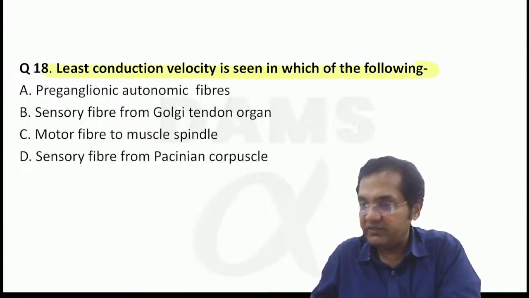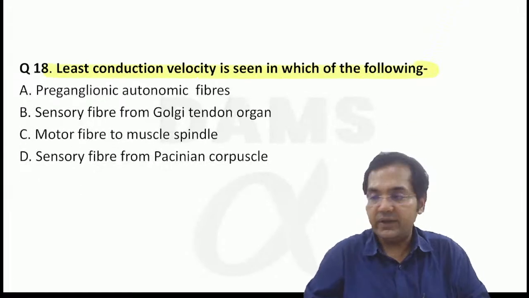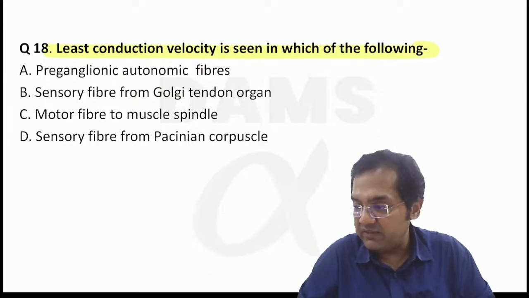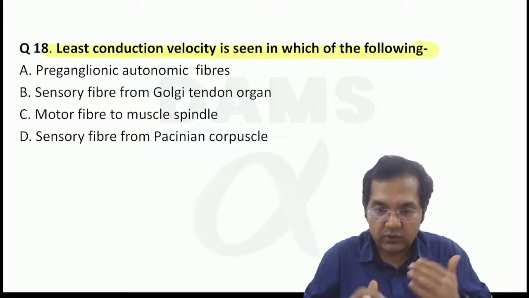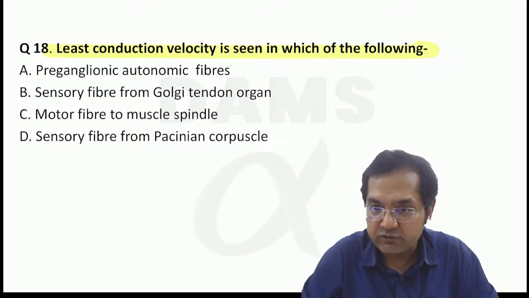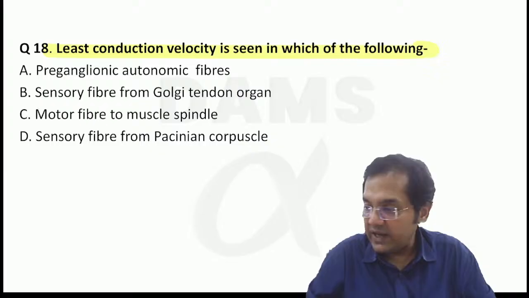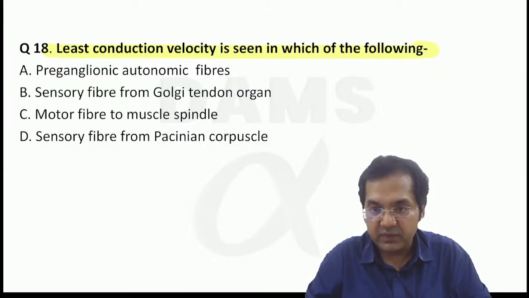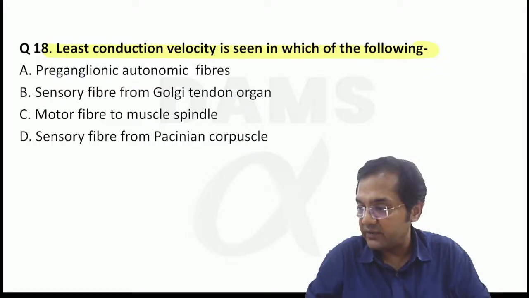Least conduction velocity is seen in which of the following? These are actually one-liners, but they are very tricky ones. This will ascertain your entire knowledge of Lloyd and Hunt and Erlanger and Gasser classification. So the examiner is very smart. In one line, he is testing your entire knowledge.